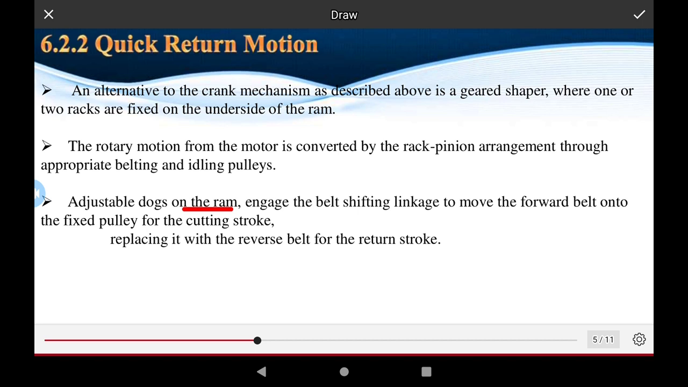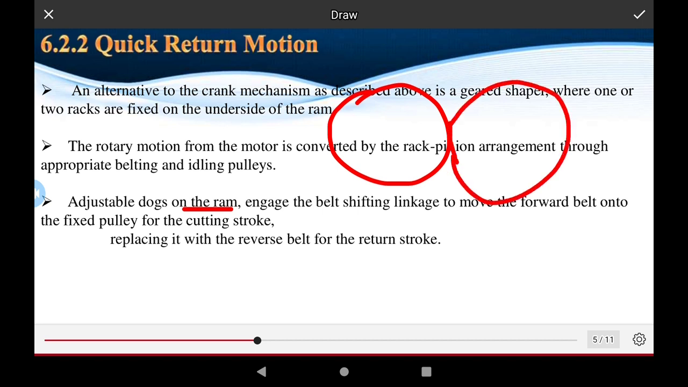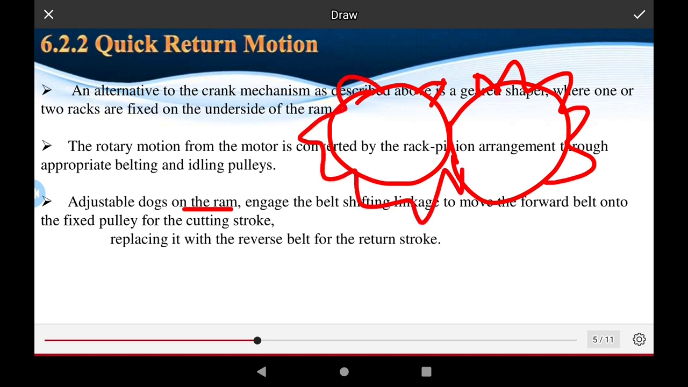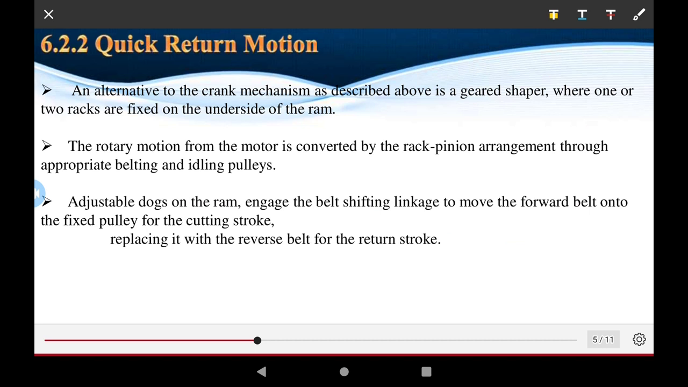This is the arm engage. Suppose that this is one gear, and suppose that on the two gear, this is the gear with teeth. This is the gear of the teeth, and they match for the teeth engaging. This tooth is the support, and this is the position selected for the engagement of the belts, the shifting linkage to move the forward belt. This is for the forward motion. The forward motion is power transmit, and the return motion is not power transmit.